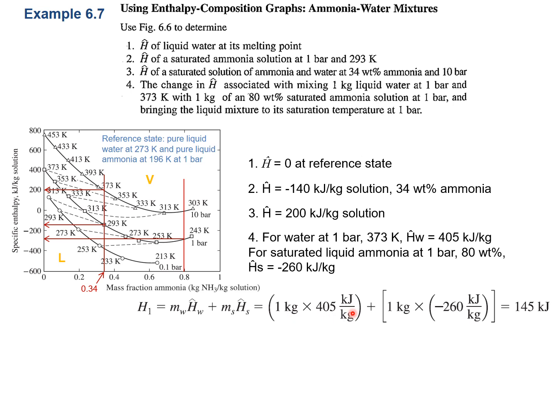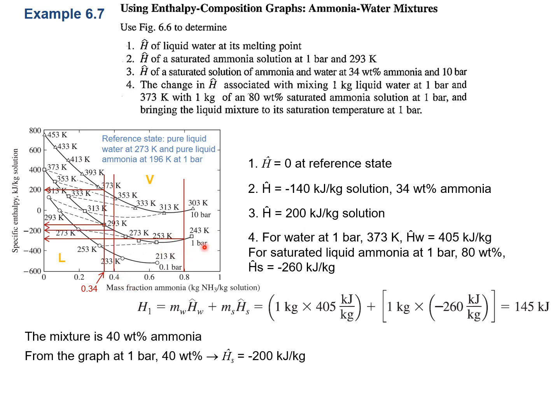Let's go to the second liquid, which is the solution. That is here, for saturated liquid ammonia at 1 bar, 88%. So 1 bar and 88%. The value of enthalpy is minus 260 kilojoule per kilogram. Here by 1 kilogram. So the total energy sum of the mixture is 145 kilojoule. That is the first enthalpy. Then we'll calculate the enthalpy of the mixture. Again, H1 is the summation of the enthalpy of each liquid or solution. So we have a simple summation of those two things.